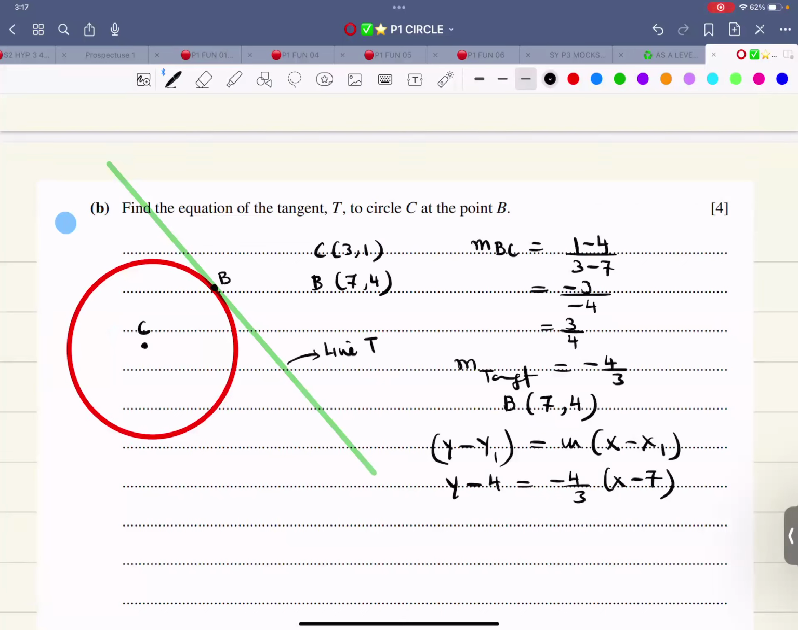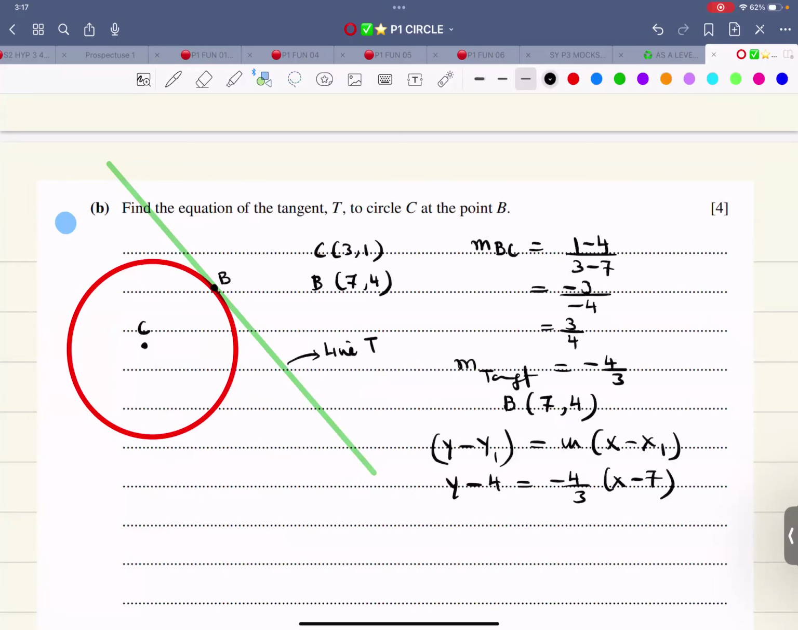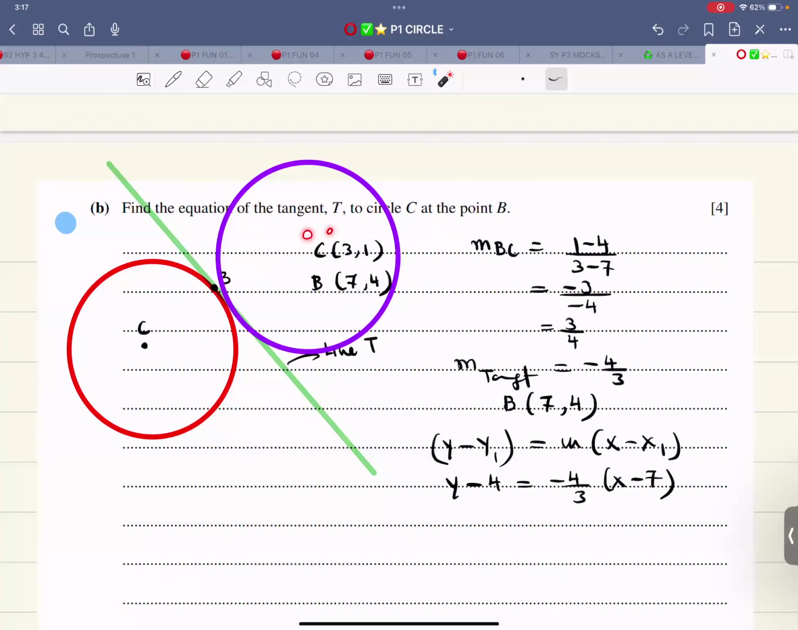Now I need to draw another circle. So what I'll do is, I can't copy. So let me draw a purple circle like this. And let me make it like this. Now, this is the circle that I'm looking for. Just ignore the thickness, just ignore the size. That means if this is C, this is B, therefore this center would be over here.